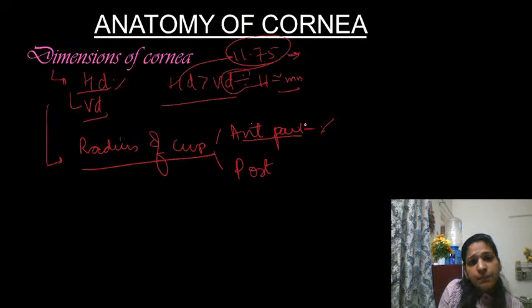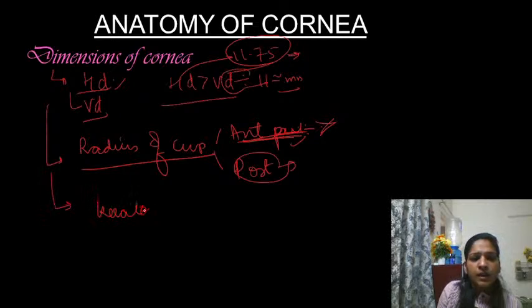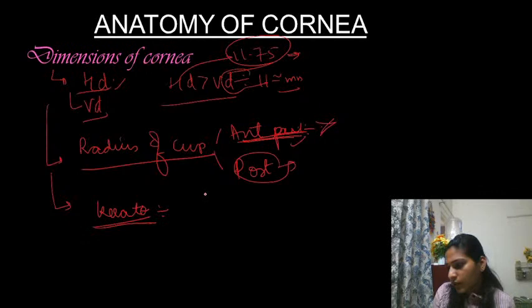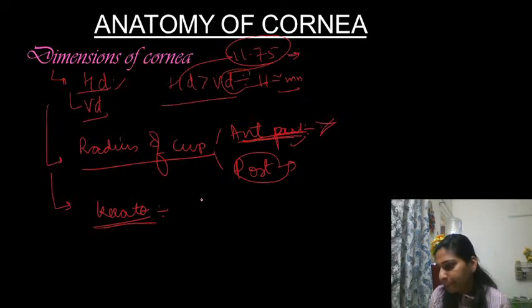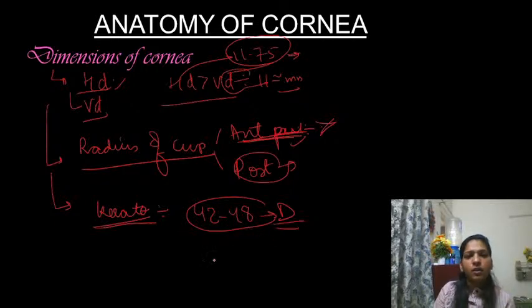Anterior radius of curvature is more than the posterior. Okay, anterior radius of curvature is more than that of the posterior one. Keratometry. What is the average value of the keratometry of the cornea? It is somewhere around 42 to 48. This is the average keratometry of the cornea.